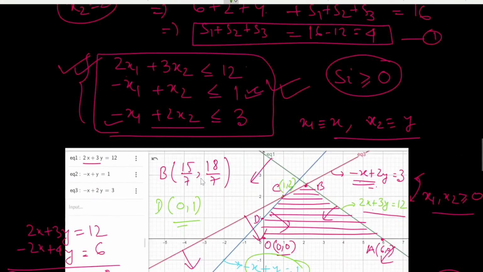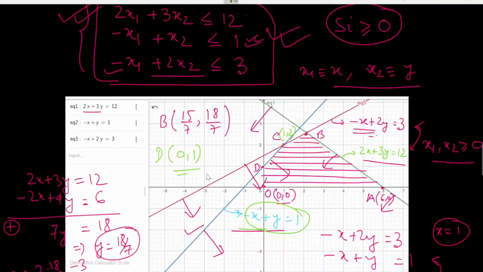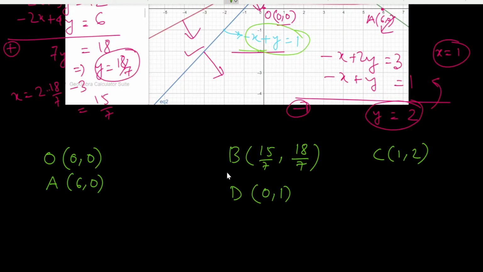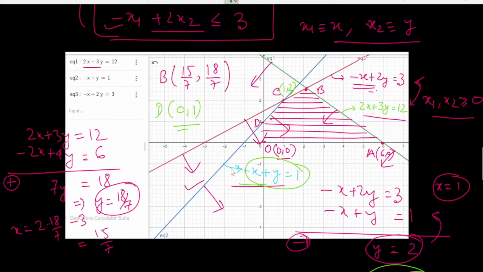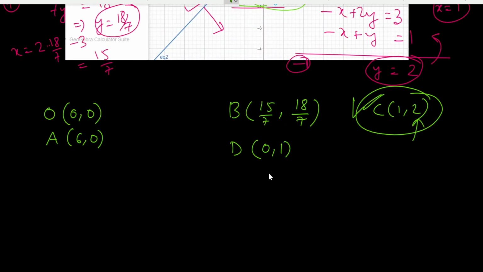But in the problem it is given that x2 equal to 2. Since x2 equal to 2 is mentioned here, we don't need to find any other point. This is the point for which the value of the objective function is optimized. So for x2 equal to 2 we get x1 equal to 1.